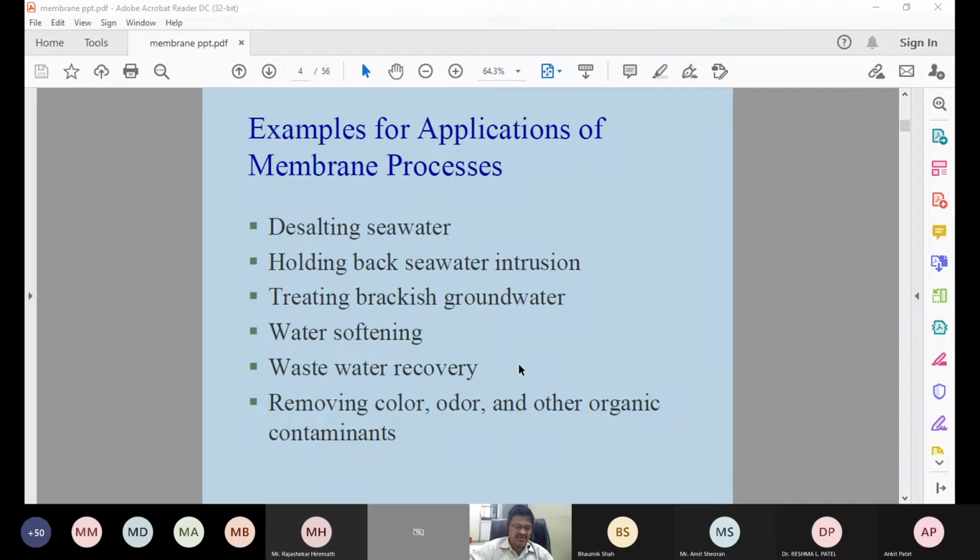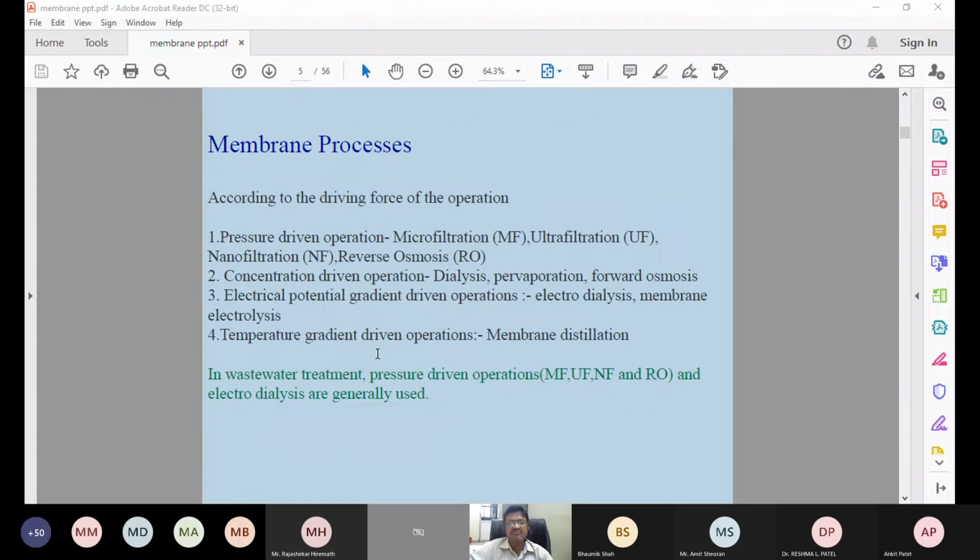We can also use membrane processes along with other processes. Like in bioprocesses, we don't want the dissolved content of solids, so there we use membrane systems to remove the solids or salts. Like in boilers also, before the boiler feed water, we can use this. Like this, there are many applications we will see.